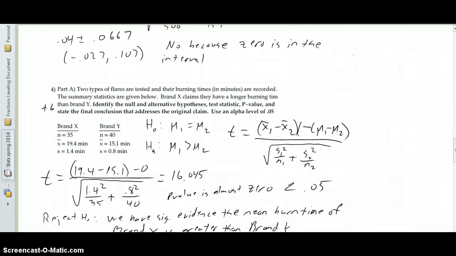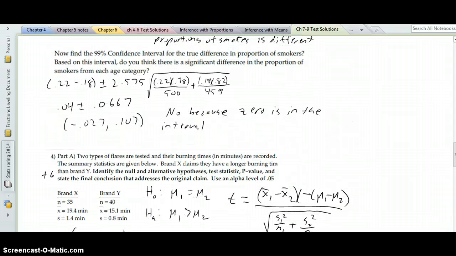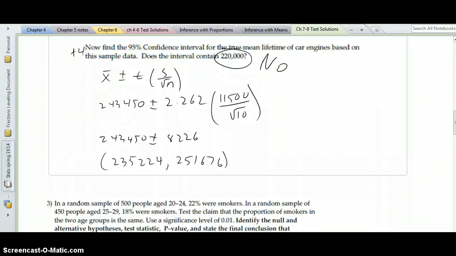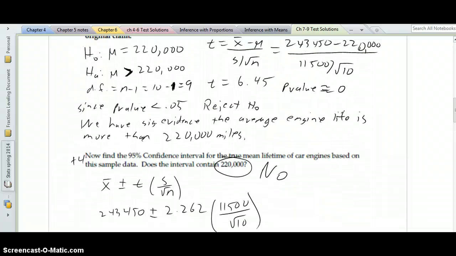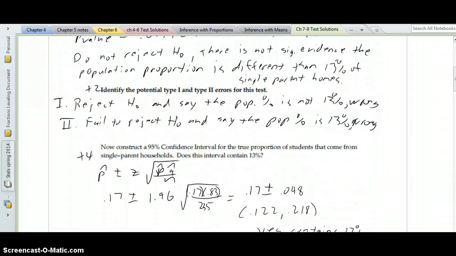And then on the second part here, we have type 1 and type 2 errors. The type 1 error would be to reject the null, say the population proportion is not 13%, but it really is, and you were wrong. The type 2 error would be to fail to reject the null hypothesis, say the population proportion is 13%, but it's really something different.